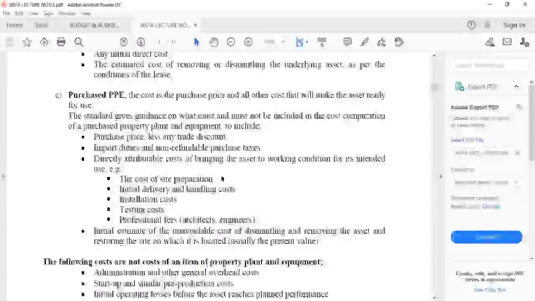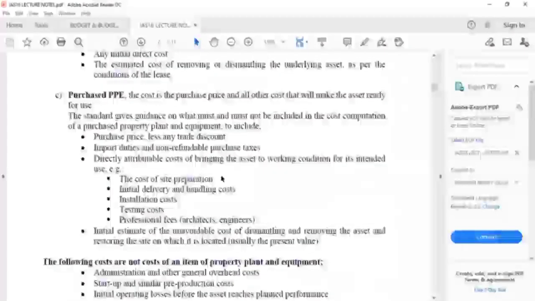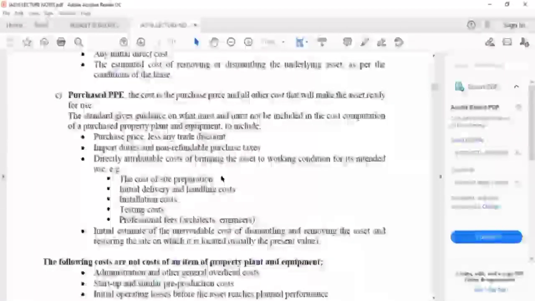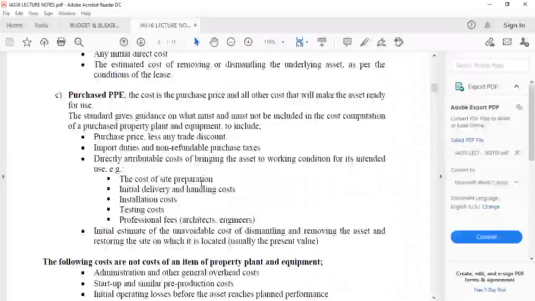Purchased PPE: the cost is the purchase price and all other costs that will make the asset ready for use. The standard gives guidance on what must and what must not be included in the cost computation of a purchased property, plant and equipment, to include purchase price less any trade discounts. Cash discounts are assumed to be a recurrent receipt. They are assumed to be recurrent revenue. So don't deduct them from the purchase price. Import duties and non-refundable purchase taxes.